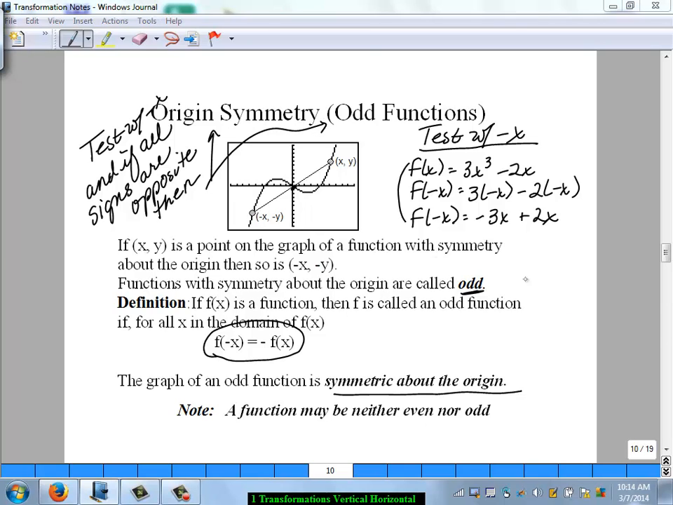But there's one thing. If I get a mixed bag of odds and evens, if it's not exactly the same, like even symmetry, or if it's not all opposite, then it can be neither. Not all functions have to be either odd or even. So if you test it with negative x and it's not all the same or not all opposite, then it's neither. Okay? A function may be neither even nor odd.